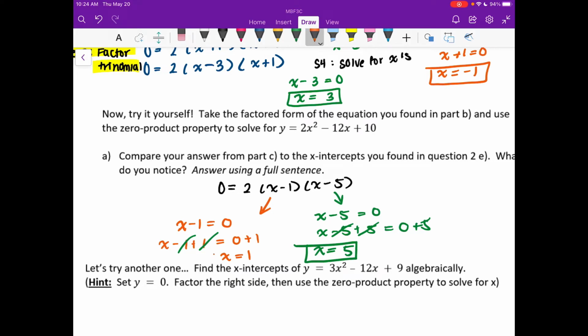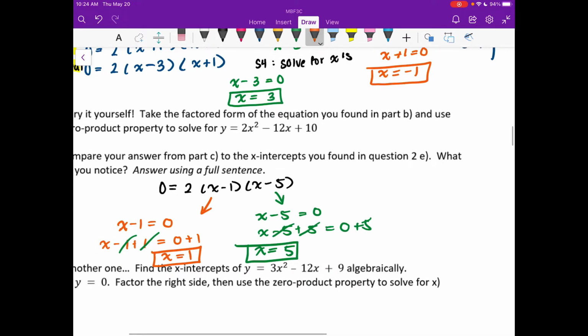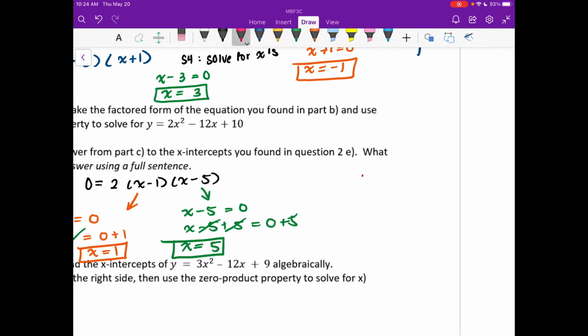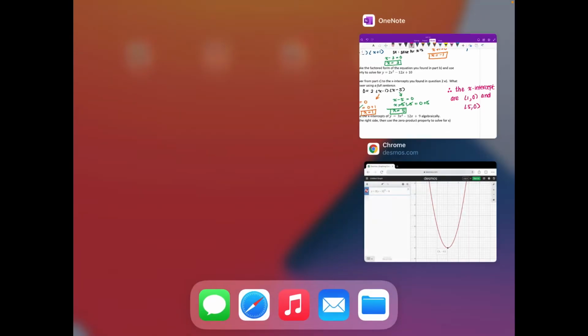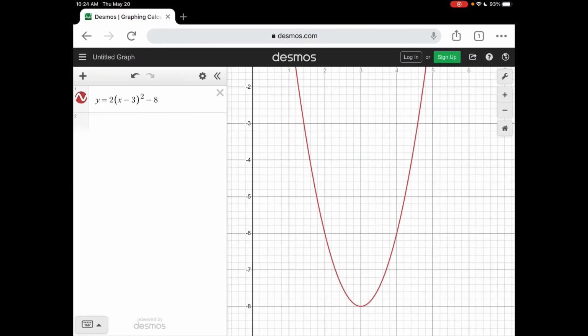So now I have my two x's, my two x-intercepts, which means when y is equal to 0, x is 1 or 5. So I have two x-intercepts, which makes sense because a parabola will hit the x-axis at 2 points. So the x-intercepts are, and since it's x, the number is always first, (1, 0) and (5, 0). Which, if we go back and look at our graph, makes sense.